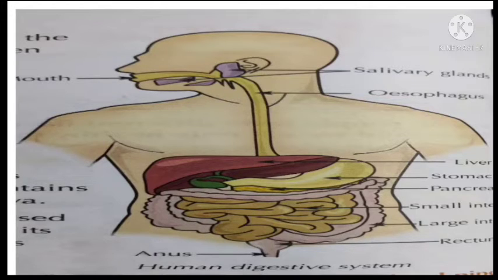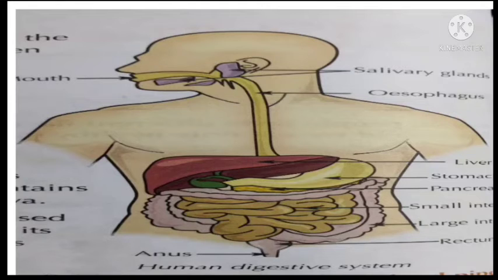Now, the large intestine. The food that is undigested enters the large intestine, where the water and minerals are absorbed. The undigested food then converts into solid waste, which passes into the rectum as feces. The feces exit the body through an opening called the anus.